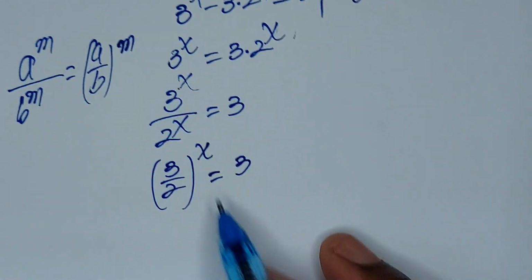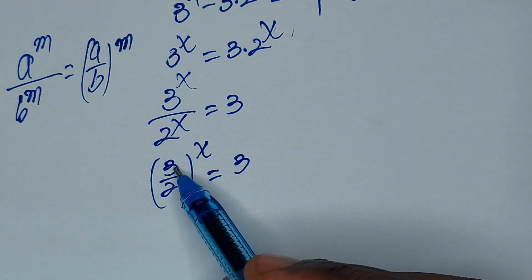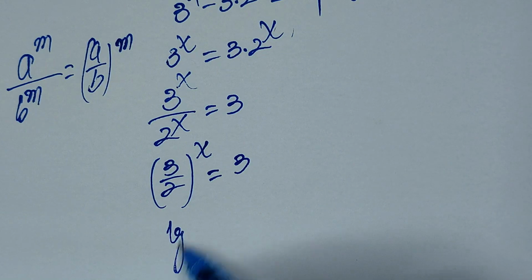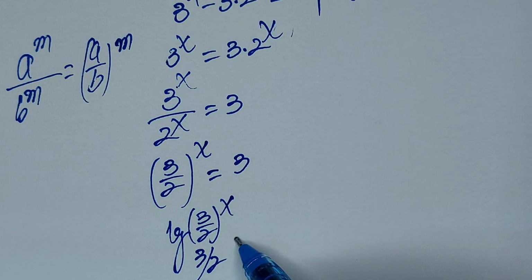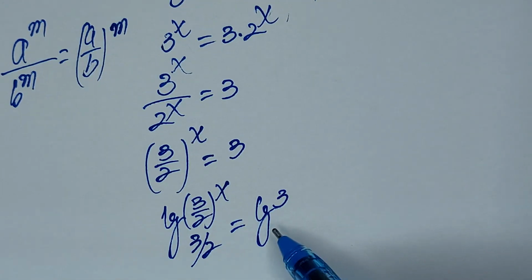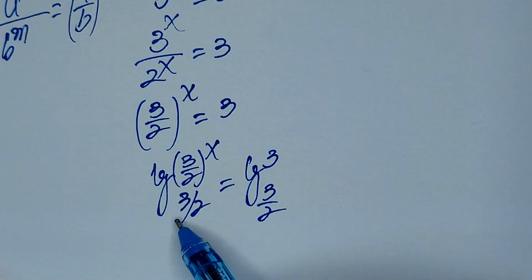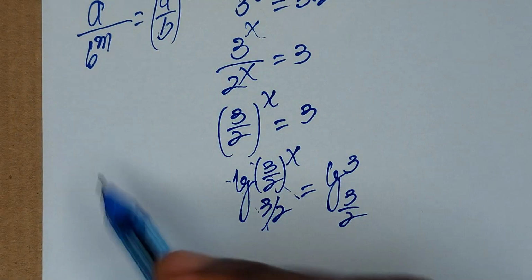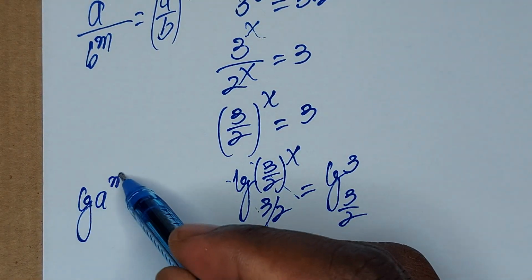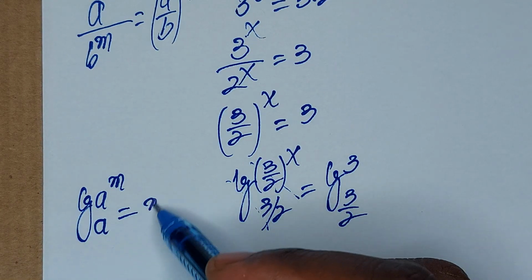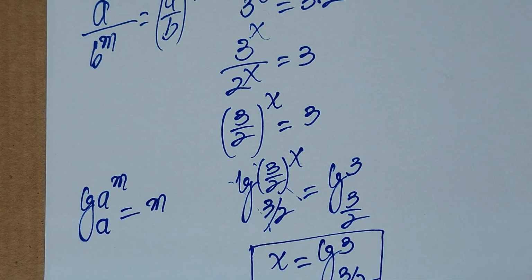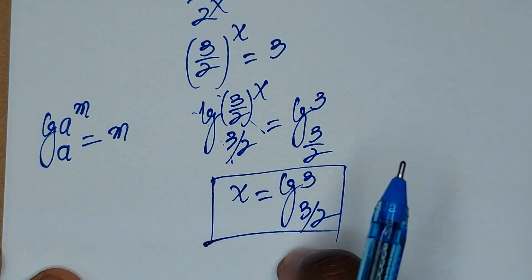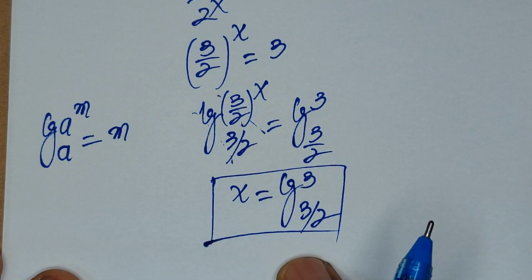This is going to be 3. Now I'm going to apply log on both sides of the equation. So we're going to have log base 3 over 2 of 3 over 2 to the x, and this is going to be log base 3 over 2 of 3. Now this is going to be x, because if we have log base a of a to the power of m, this is going to be m. So now we have x equals log base 3 over 2 of 3. Okay guys, this is our first solution.